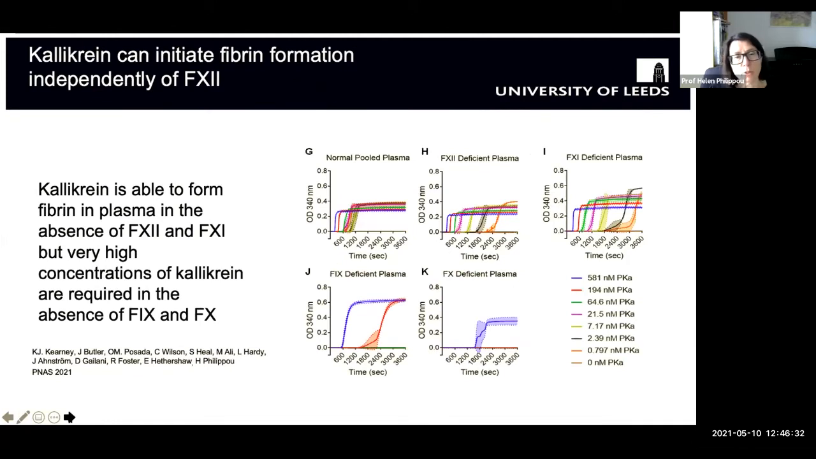So then we looked at whether kallikrein was able to form fibrin, and this is a turbidity assay. As a clot forms, you see the line going up, and then it plateaus when the clot has formed. What you can see in normal plasma is that as you add increasing concentrations of kallikrein, you form your clot, and it's time dependent. In factor 12 deficient plasma, it was still possible to form clots, as it was in factor 11 deficient plasma. So again, this supports the idea that kallikrein must be acting by an alternative mechanism.